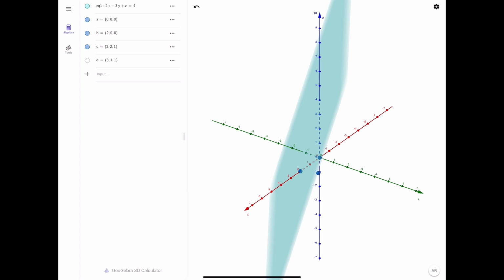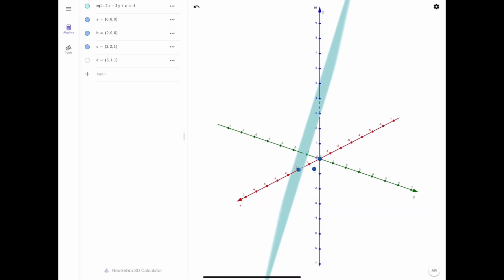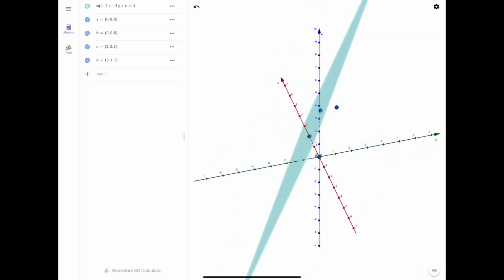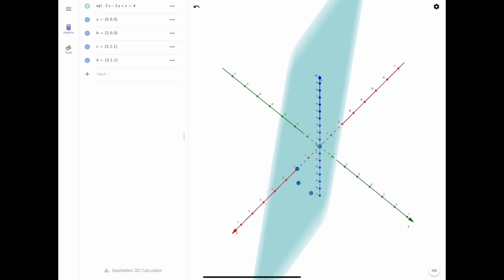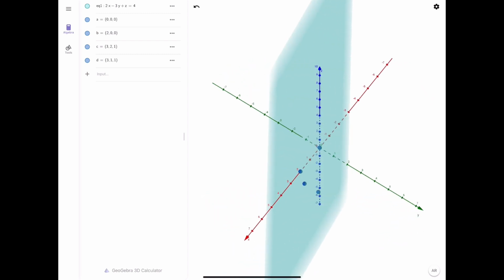3, 2, 1, that was not on the plane. That one's off. But then finally 3, 1, 1, that one is on the plane. So we can see there 2 of the points are on the plane. The other 2 are not. To figure out if a point's on the plane, we just plug the x, y, z values of the point into the equation for the plane and see if equality is satisfied.